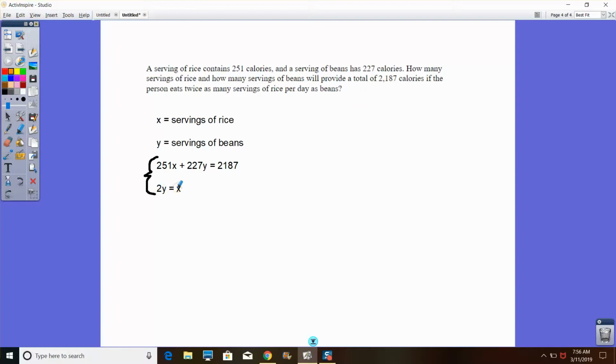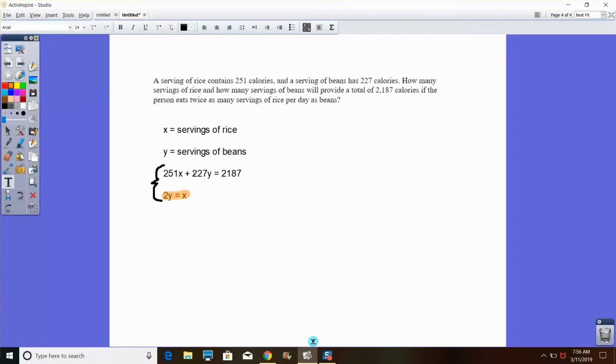X equals 2y. Since we have that already solved for, let's plug this into the first equation wherever we see an x. So instead of 251x, we're going to do 251 times 2y plus 227y equals 2,187. So 251 times 2y is 502y plus 227y equals 2,187. Combine those like terms, that's 729y equals 2,187. If I divide both sides by that, I'm pretty sure it's going to be 3, but I'm going to use my calculator just to make sure, and it is indeed 3. So y would equal 3 here.